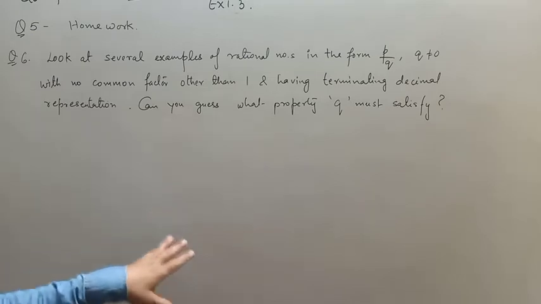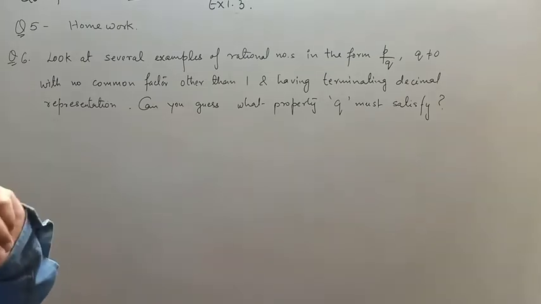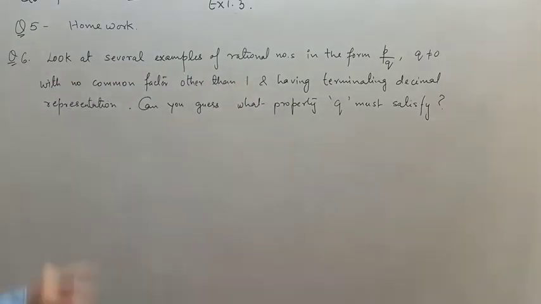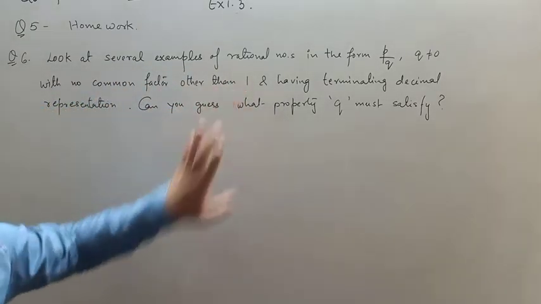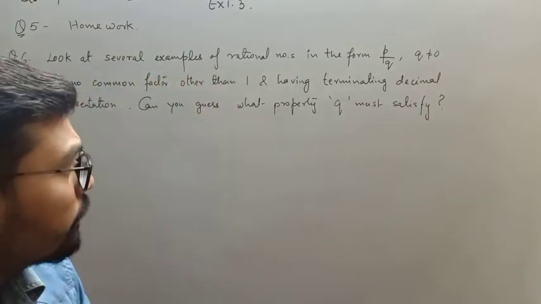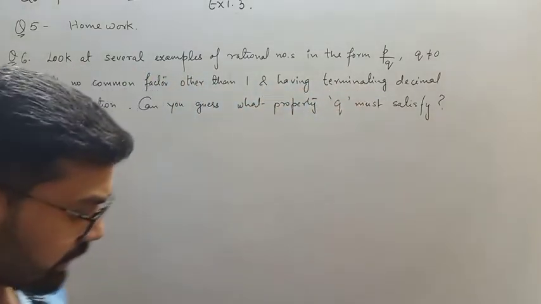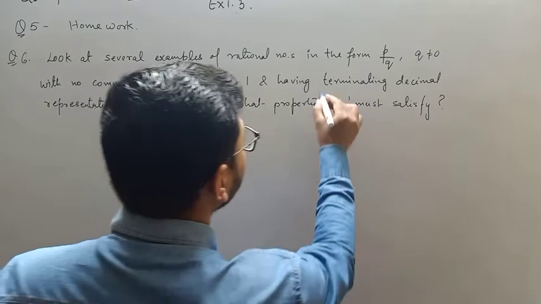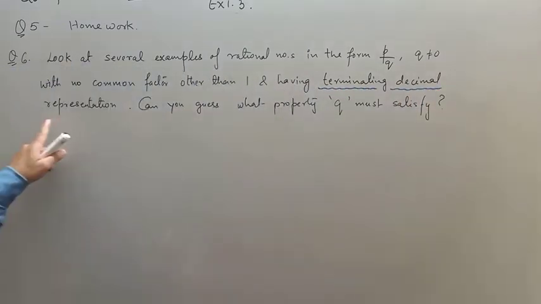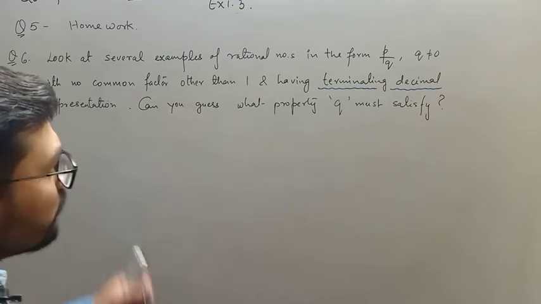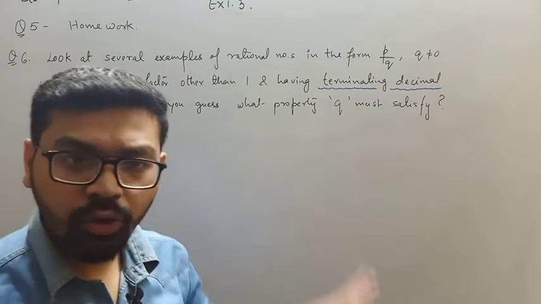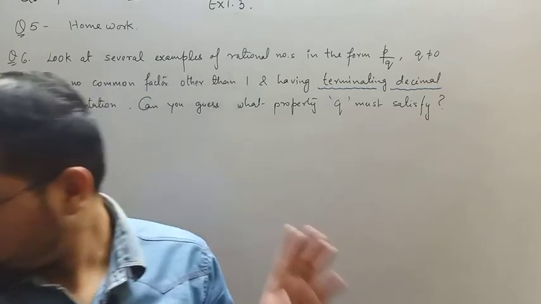Look at several examples of rational numbers in the form P upon Q, where P and Q are integers and Q is not equal to 0, with no common factor other than 1. So this is simply a definition of rational number that I have already explained to you. And having terminating decimal representation or expansion, can you guess what property Q must satisfy? So the same property I hope you all have learned in class 8 also, right?